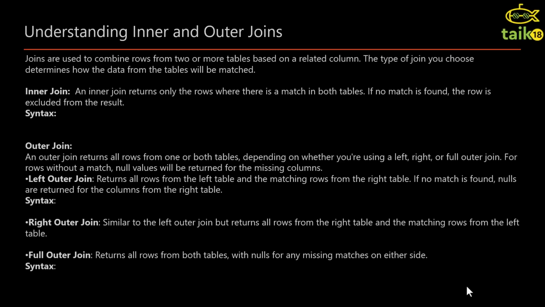So joins are used to combine rows from two or more tables based on a related column. The type of join you choose determines how the data from the tables will be matched. As an example, an inner join is used where the match happens on both the tables. This is similar to what we usually have in SQL. If no match is found, the row is excluded from the result here.